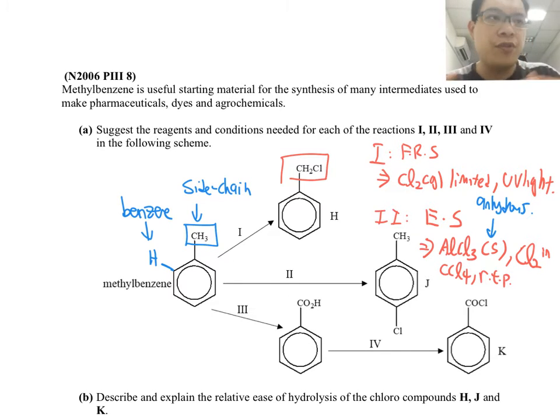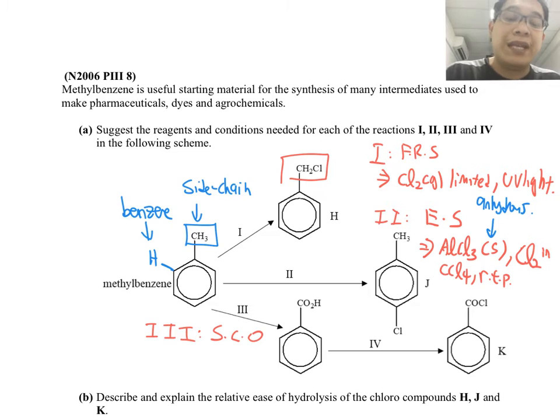When you remove hydrogen, you add oxygen. The name of this reaction is oxidation, but it depends on the side chain, so we call it side chain oxidation. Some of you may learn it as an oxidation reaction, but we call it side chain oxidation reaction. Then after that, we can write down the reagent and condition.